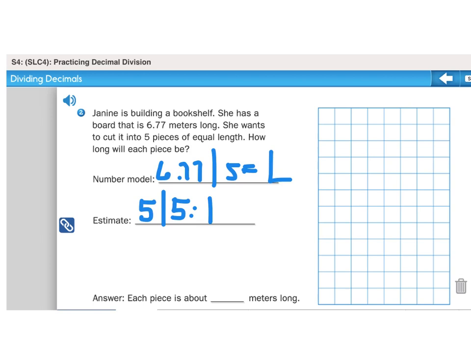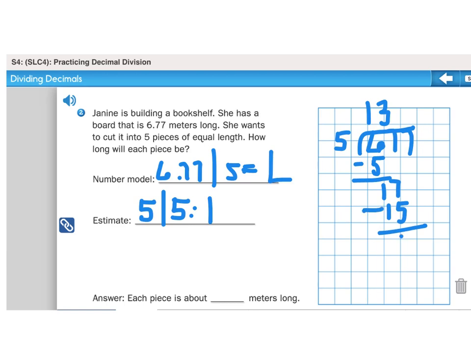Now we're going to do our actual problem. We're going to do it as though it's whole numbers. So we're going to take 677 divided by 5. And once again, 5 goes into 6 one time. 5 times 1 is 5. 6 minus 5 is 1. Bring down the 7. 5 goes into 17 3 times. 3 times 5 is 15. 17 minus 15 is 2. And bring down the other 7.